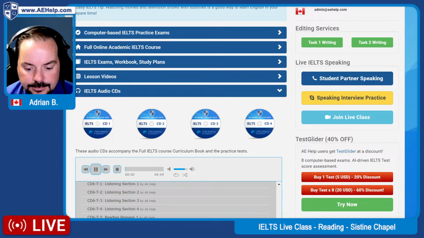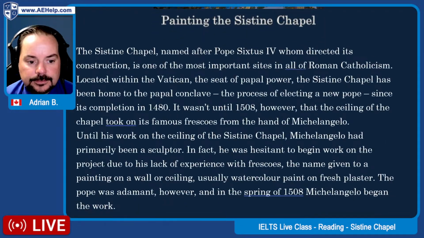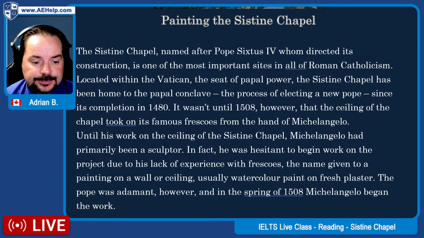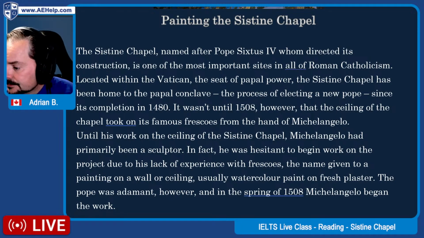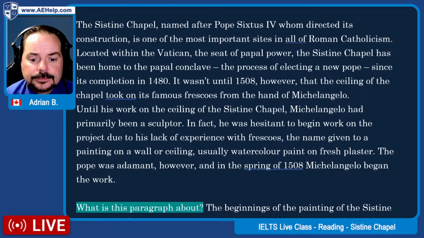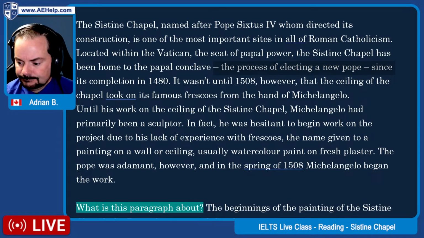Painting the Sistine Chapel. The Sistine Chapel, named after Pope Sixtus IV, whom directed its construction, is one of the most important sites in all of Roman Catholicism. Located within the Vatican, the seat of papal power, the Sistine Chapel has been home to the papal conclave, the process of electing a new pope, since its completion in 1480.